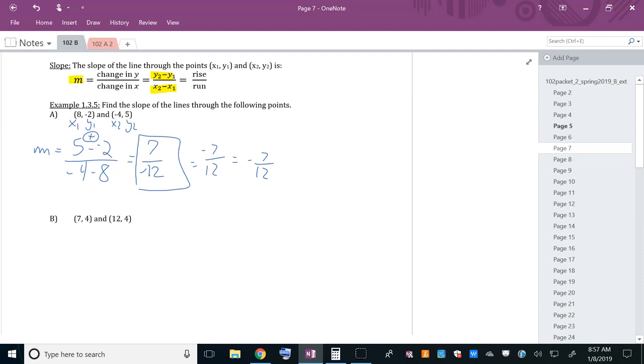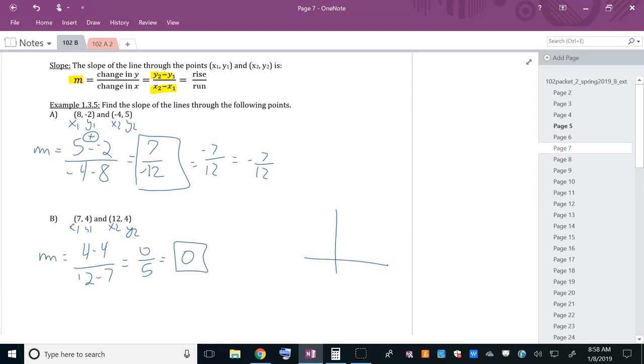Let's try another one. I've got 7, 4 and 12, 4. So once again, let's label it as x1, y1 and x2, y2. So my slope m is 4 minus 4 over 12 minus 7. I get a 0 on top and a 5 on the bottom. 0 divided by anything except 0 is 0. This is actually one of our special cases.